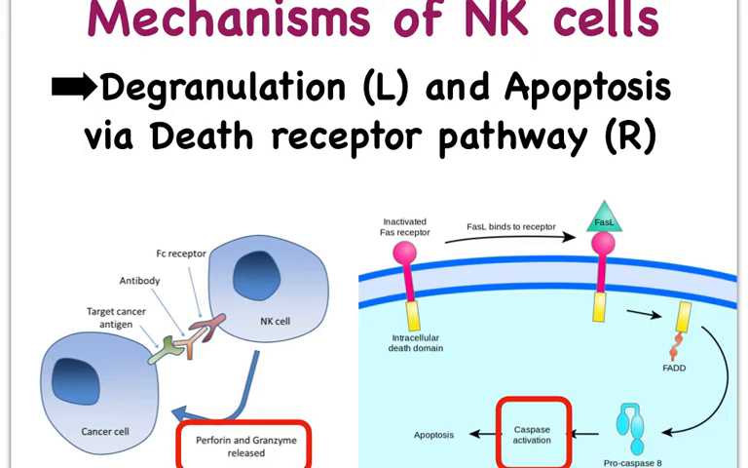And as I said, degranulation is most often going to lead to the release of perforin and granzyme, to where it then can also cause destruction of the cancer cell or the virus infected cell by means of lysis. Notice that here we do have an antibody involved, and we'll learn how that mechanism works in another topic.